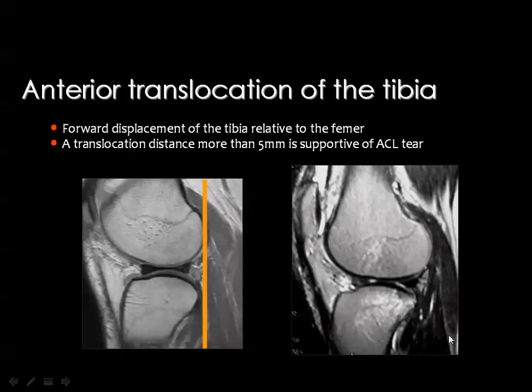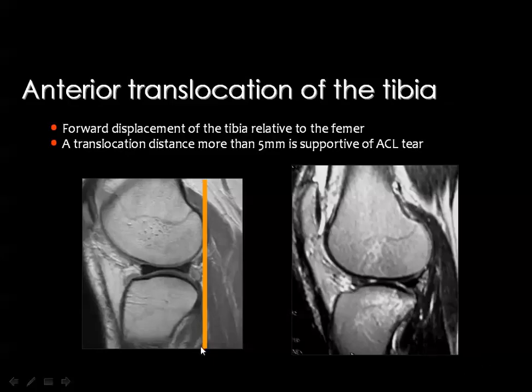And the other sign is known as anterior translocation of the tibia. In order to test for ACL rupture, the patient is set at the edge of the table, and the clinician tries to draw the leg anteriorly. If it can be drawn anteriorly, this is known as the drawer sign, which is a sign of ACL rupture.